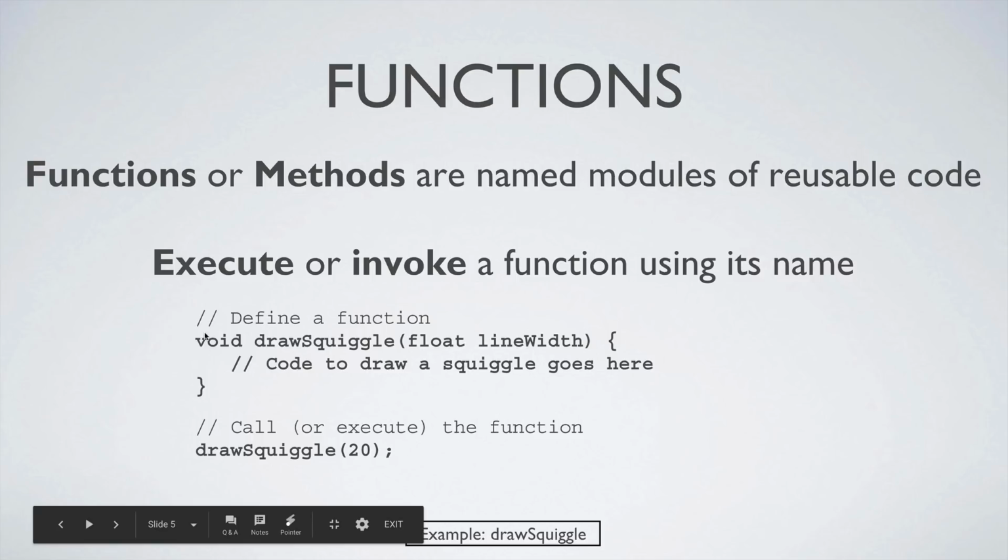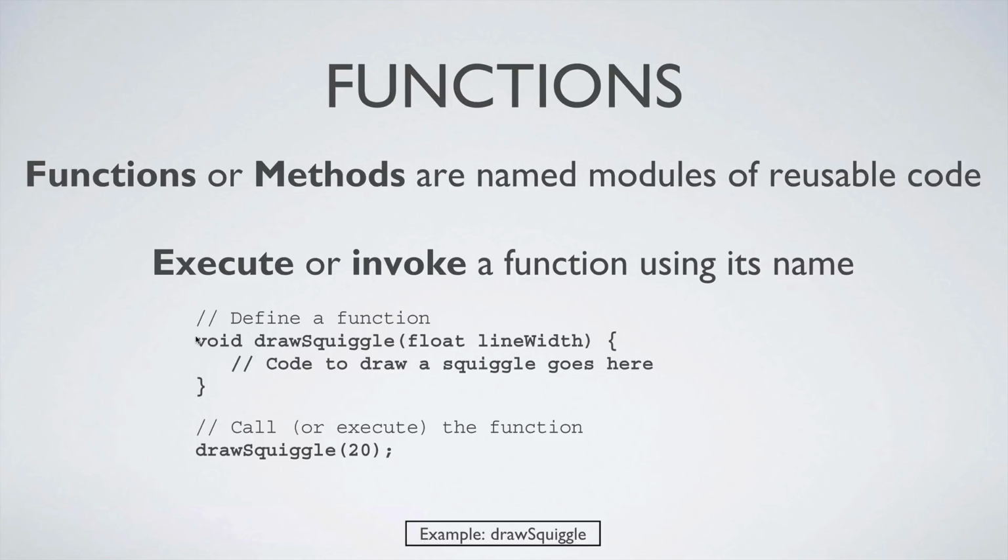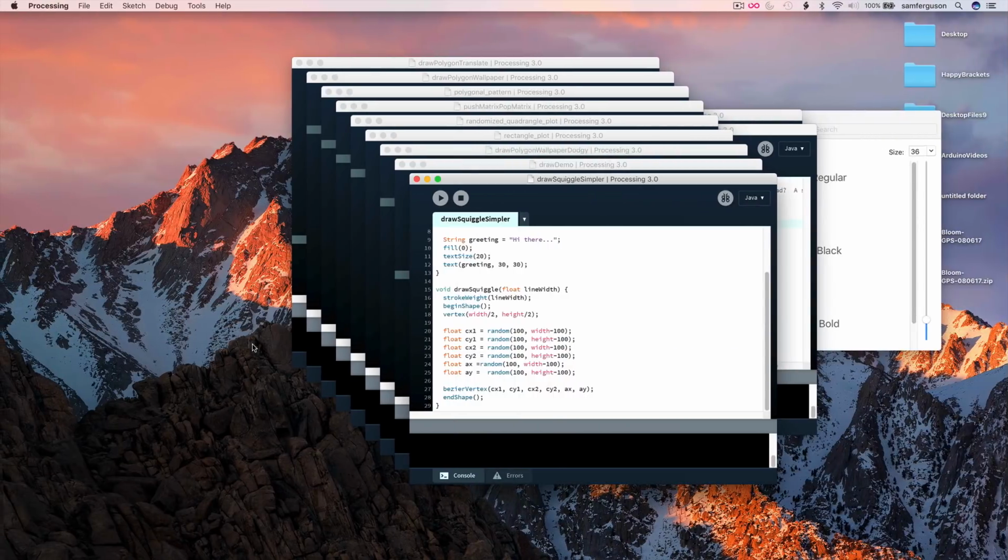Now, what does the void mean? Well, the void means this function doesn't return anything. If it was to calculate a number and return that number, you could say give me the value of this function and use the function to calculate the value. But in this case, we just want it to draw a squiggle, so it's going to draw that on the screen, and then it's not going to calculate anything after it's finished drawing. So let's have a look at that.